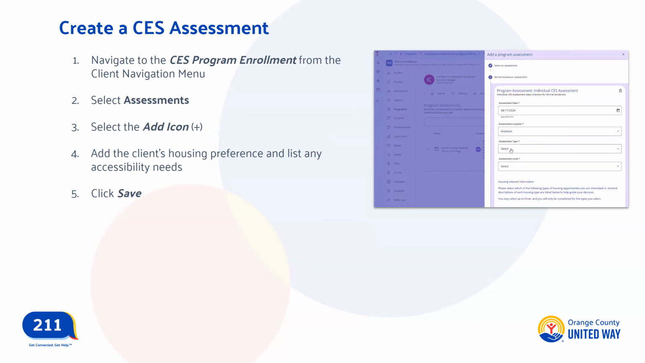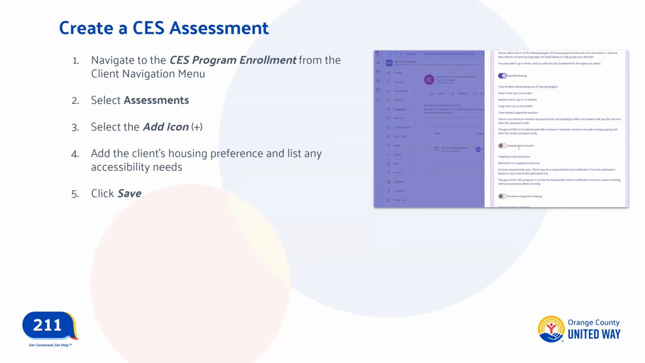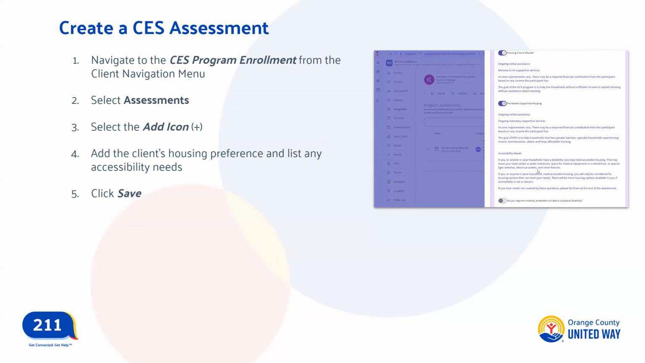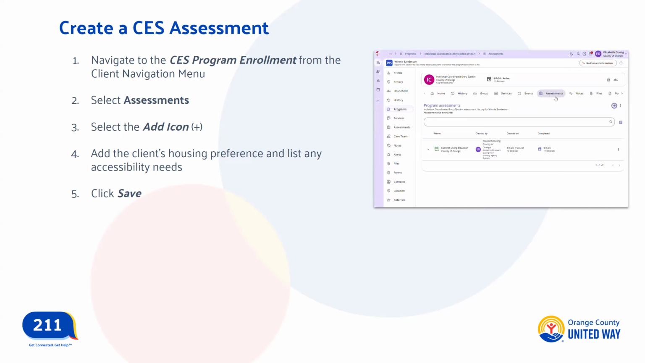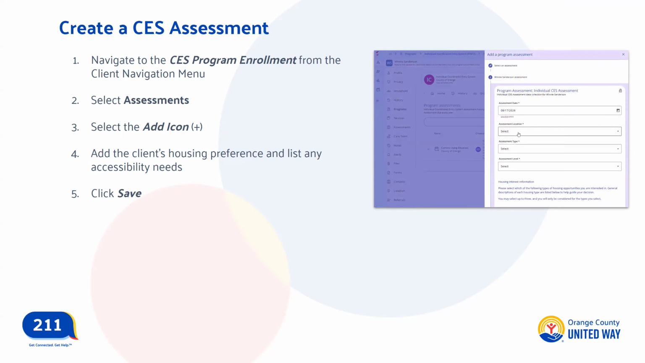From there, the next step is to create a CS assessment. Navigate back to the CS in program enrollment from the client navigation menu, select assessment, click the add icon, and then add. Once you add the icon, you're going to see the assessment populate. Go ahead and add the client's housing preference and list any accessibility needs, and then click save.